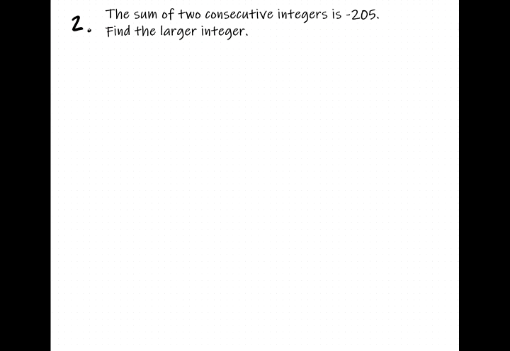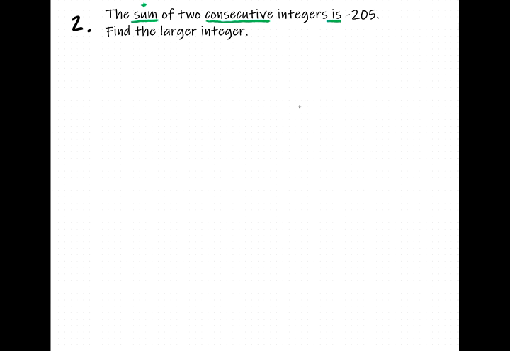Okay, so some keywords here. Sum, S-U-M, that means addition. Consecutive, that means one after another. So consecutive numbers would be like 3, 4, or 11, 12, or 151, 152, etc. Those would be consecutive numbers. So the sum of 2 consecutive integers, integer means whole numbers, is, so there's the keyword, is means equals, -205. Find the larger integer.